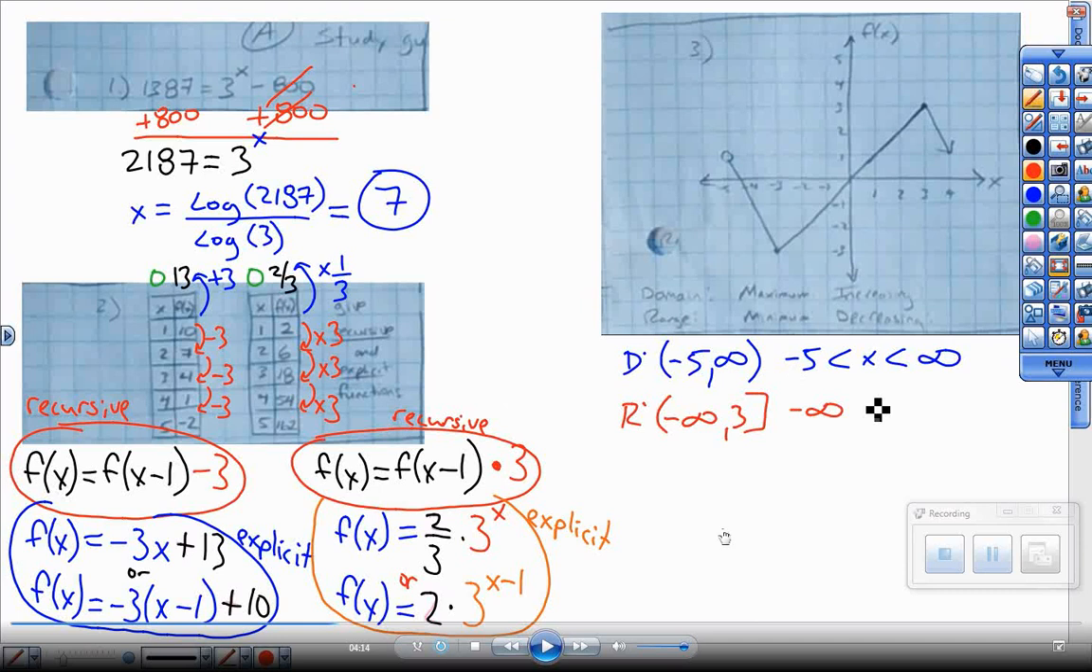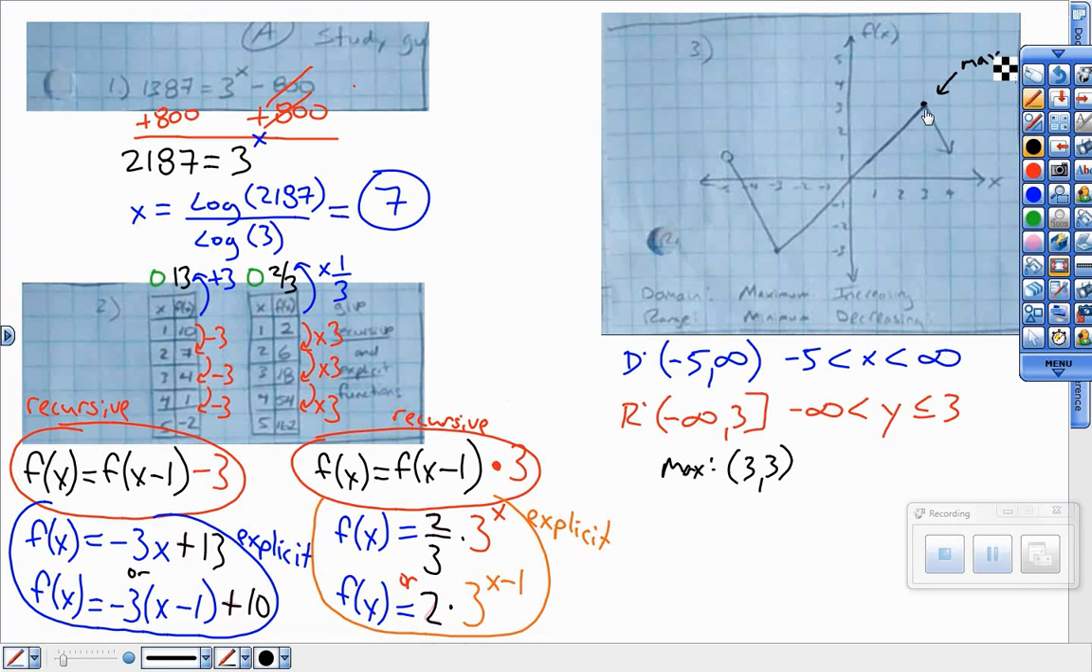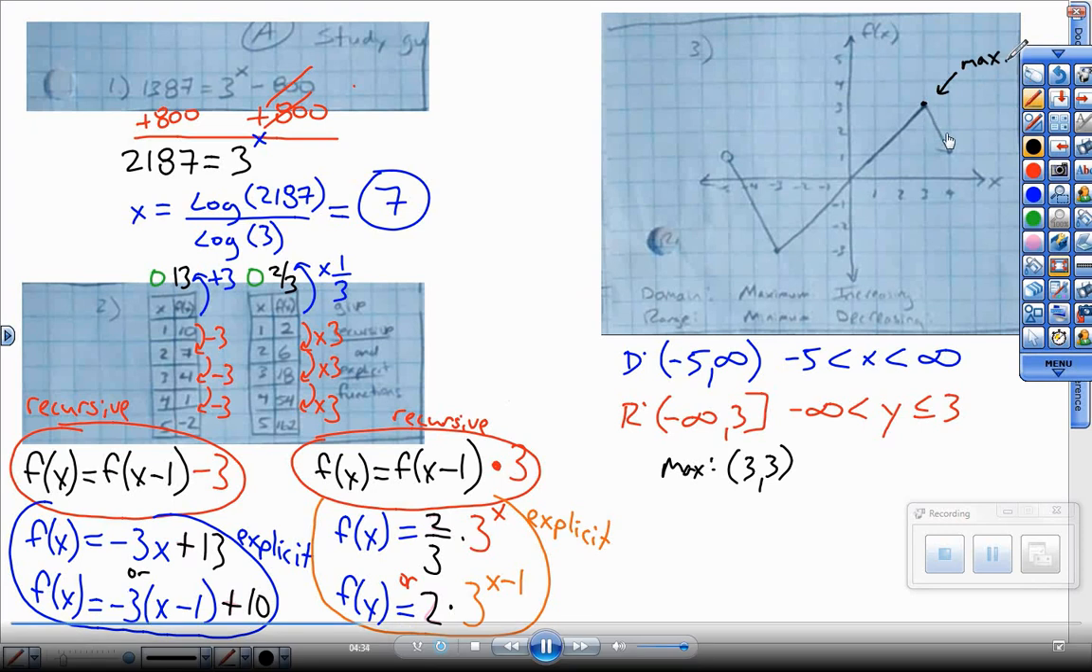These inequalities are just what we call set notation. Another way of describing this. Math 1 students, don't worry about set notation right here. My maximum would be the very highest point right here, which is 3, 3. My minimum would be none, because this arrow going down, there is no minimum. Don't be faked out. That is not the minimum. Minimum is none or does not apply.